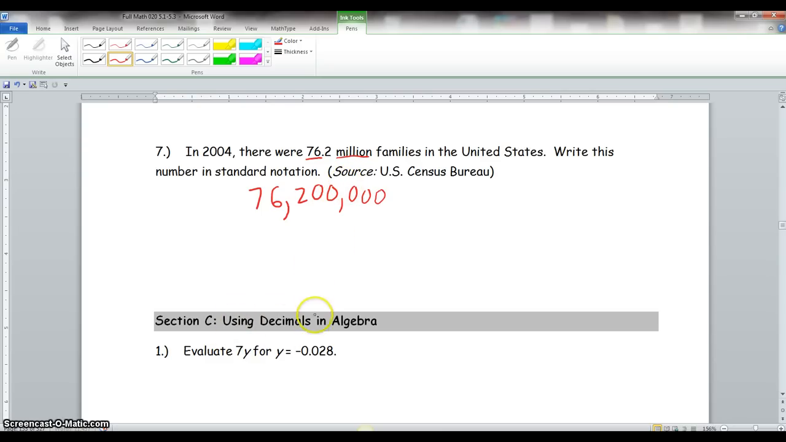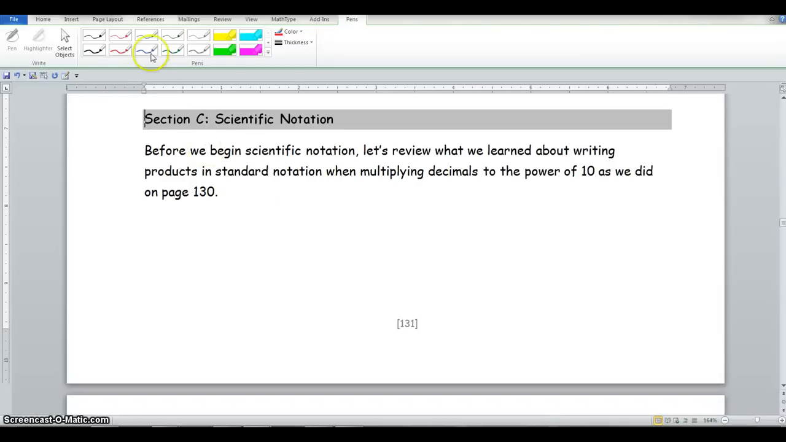Okay, now we go to section C. Okay, class, for section 5.3, we have section C, scientific notation. Before we begin scientific notation, let's review what we learned about writing products in standard notation when multiplying decimals to the power of 10, as we did on page 130.